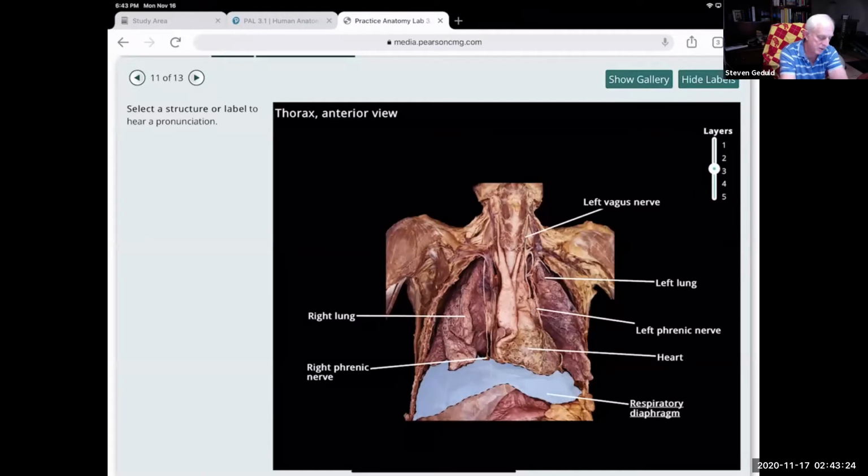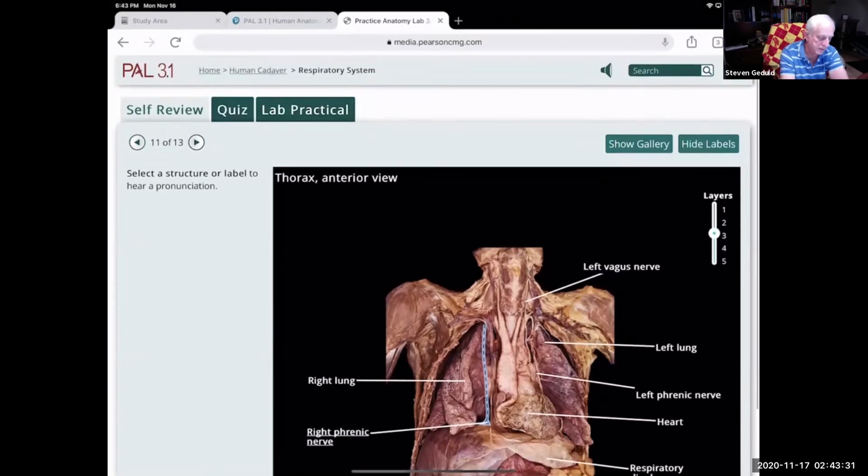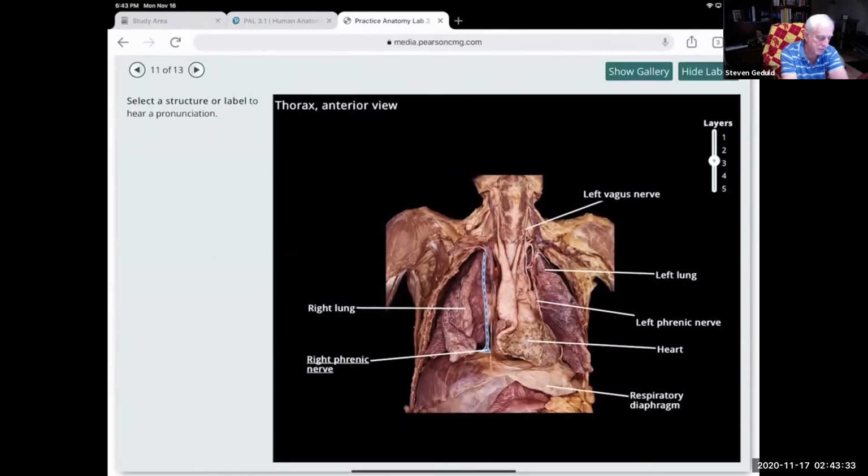We have the right phrenic nerve again, and the right lung. Again, you can see on the right lung, if you take off the highlight, you can see the oblique fissure running through on the side.